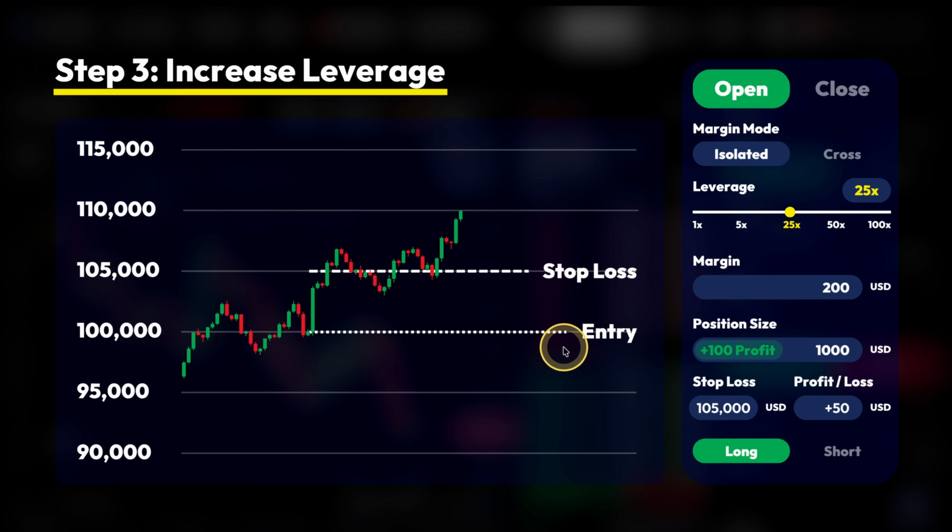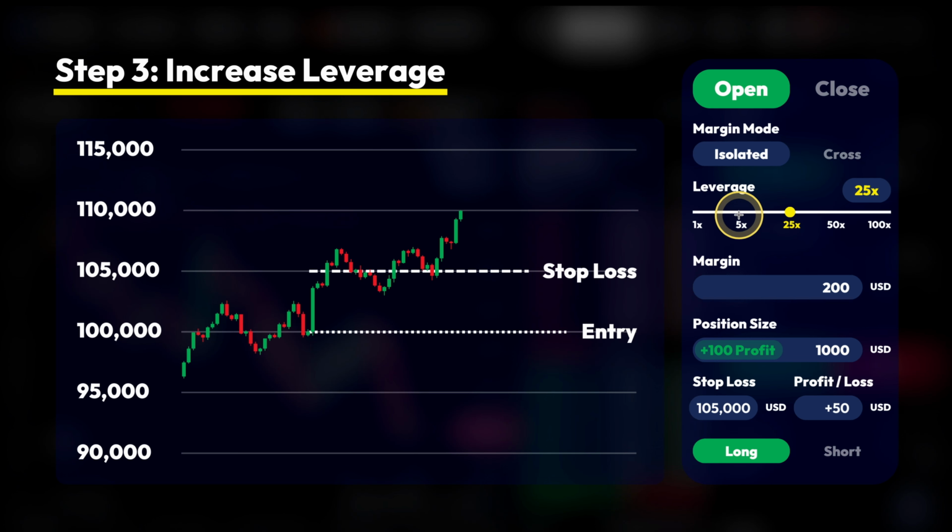In our next step, we can now also increase our leverage. A high leverage is especially dangerous at the beginning because the liquidation price would get very close to our entry and we can easily get liquidated. But this trade right here is already in profit and we've even secured ourselves with a stop loss above our entry, and therefore we can now easily increase our leverage without increasing our risk.